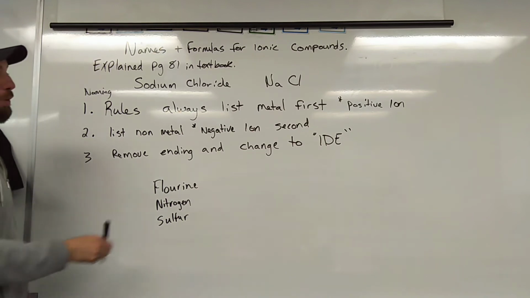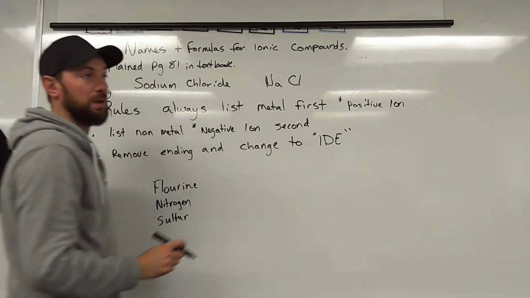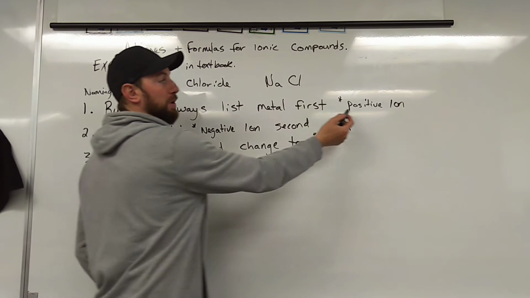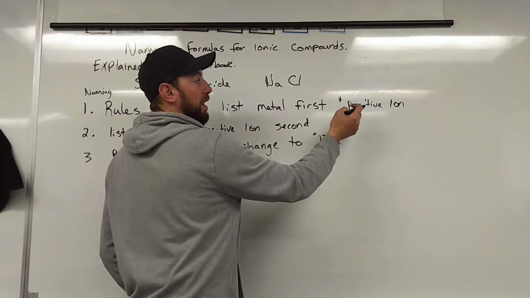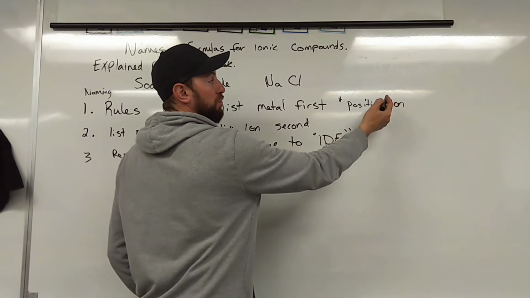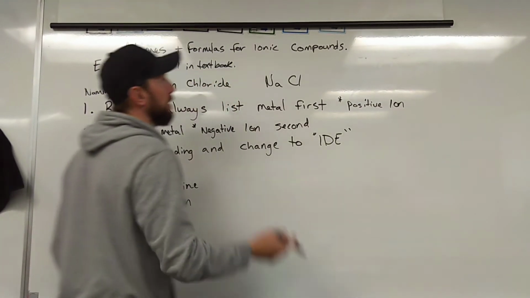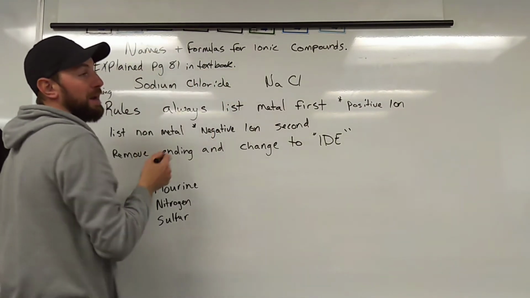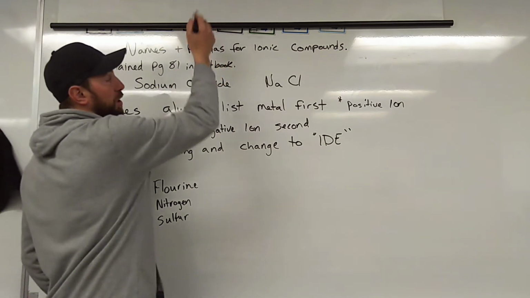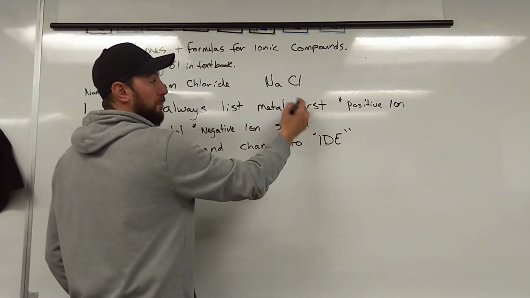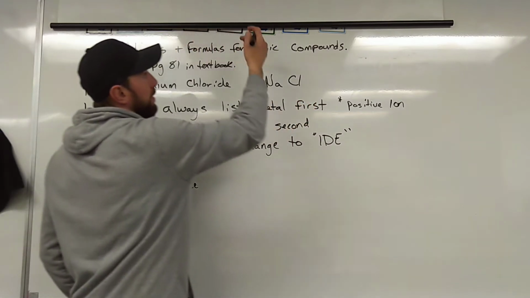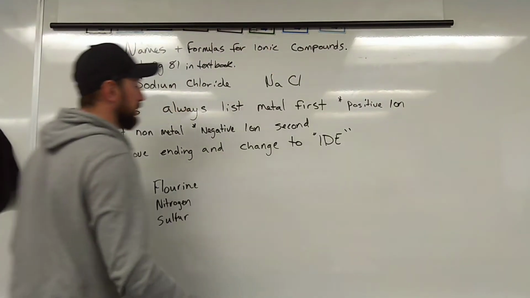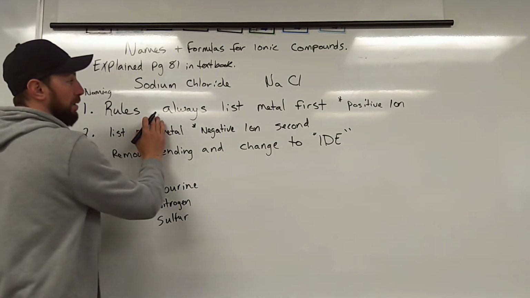Number one, you always list the metal first, okay? And that's the positive ion. The reason they call it a positive ion is because it carries a positive charge when it gives away an electron. And if you use the combining capacity charge on the table, this one's always a metal, always it carries a positive number, right? Plus, plus, plus; non-metals, minus, minus, minus, okay? So you're always going to list the metal first.